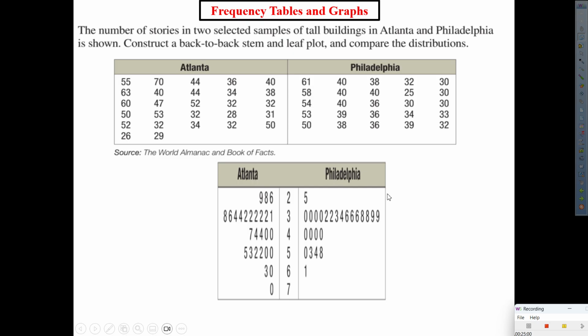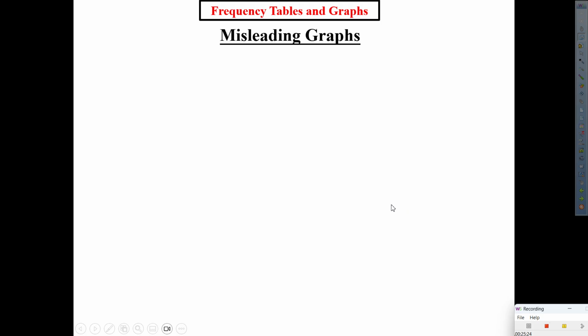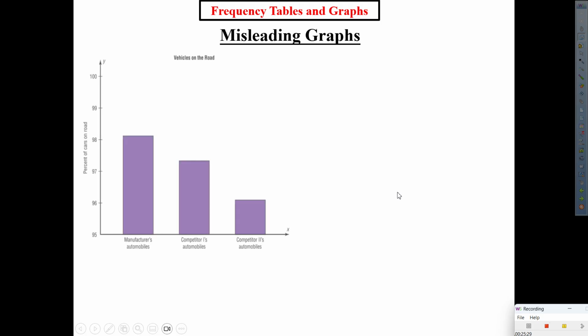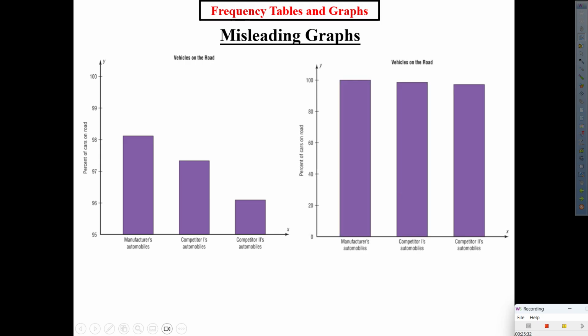So, with that said, a couple more things. Look up. You're going to be looking at different graphs such as these that are misleading. Now, these two graphs are titled Vehicles on the Road. And then it says here 3 different competitors. Look at it. Which graph do you think is misleading? The one on the left or the one on the right? Talk it over with your neighbor.